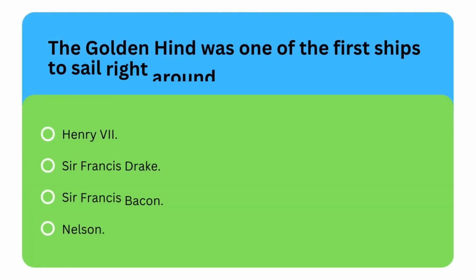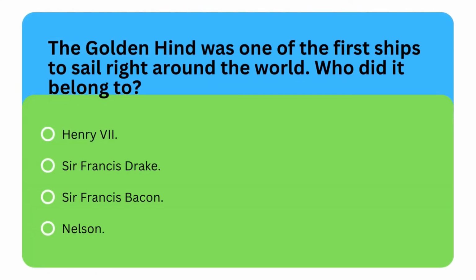Next question is the Golden Hind was one of the first ships to sail right around the world. Who did it belong to? Options are Henry VII, Sir Francis Drake, Sir Francis Bacon, or Nelson. So the correct option is second option, it belonged to Sir Francis Drake.